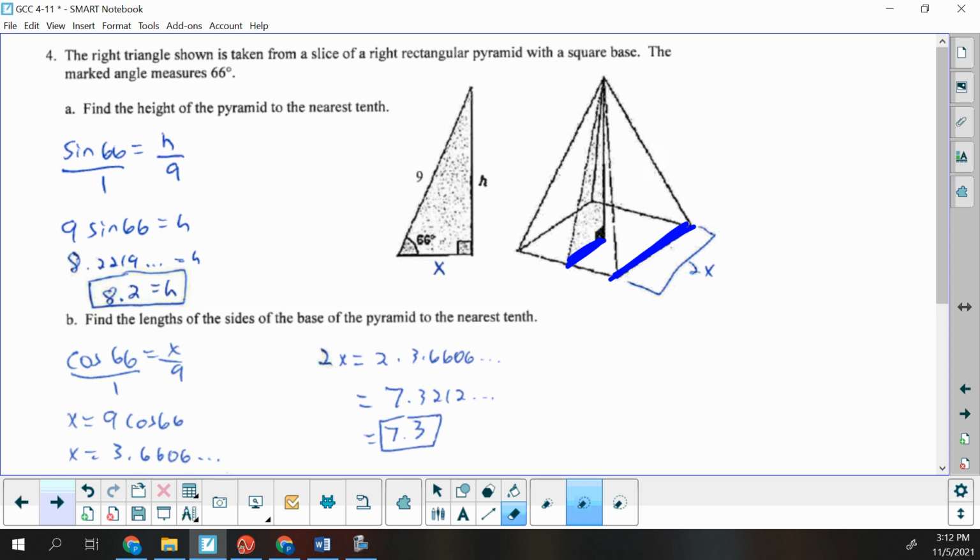If you do cosine, using x as the adjacent and 9 as the hypotenuse, cross multiply and solve, you get x is 3.6 and change. Then bring it up here, and you have to double it, and then round to the nearest tenth. Don't round to the nearest tenth till you get to your final answer.